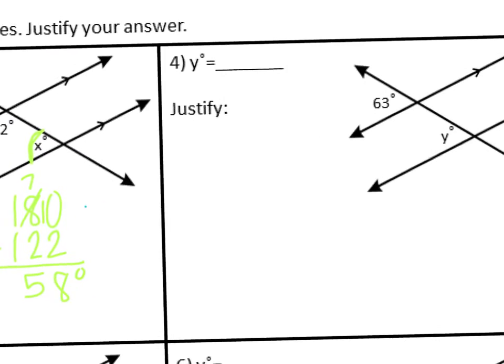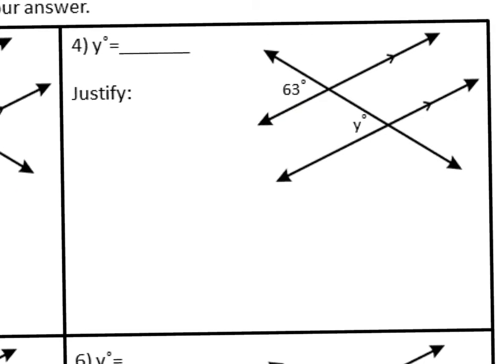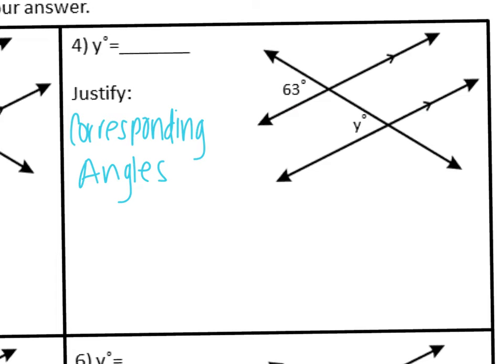Okay, now looking at our second example, we have an example of corresponding angles. If you look at your vocabulary, these are corresponding angles. They lay on the same side of the transversal in corresponding positions. These angles are congruent. And congruent means equal. So if this angle is 63 degrees, y is also 63 degrees.